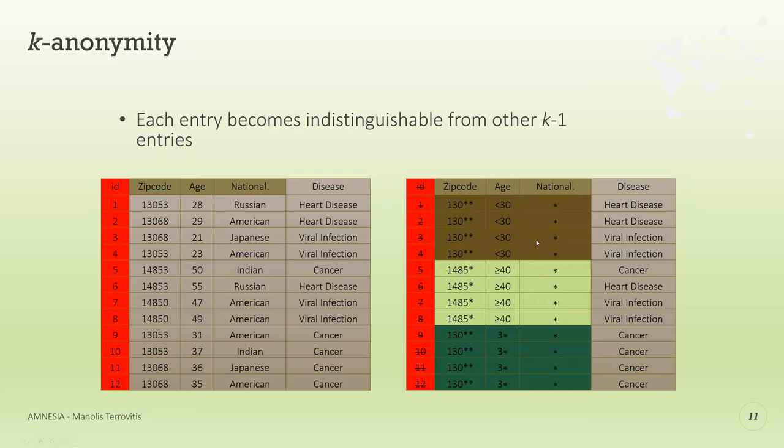records. So in this example, it removed a few digits from the zip code. It created three age categories, less than 30, 30 to 40, and more than 40, and it completely removed nationality. So now, if I know that John has a zip code of 13068 and he's 29 years old, I cannot identify which of the first four records belongs to him, and he might have heart disease, he might have a viral infection. I can no longer decide exactly which diagnosis has been given.